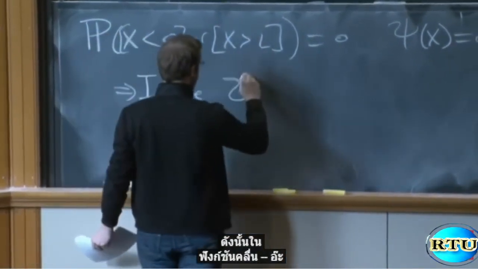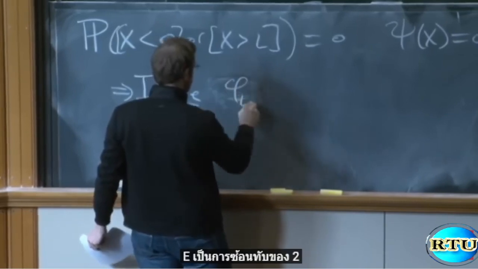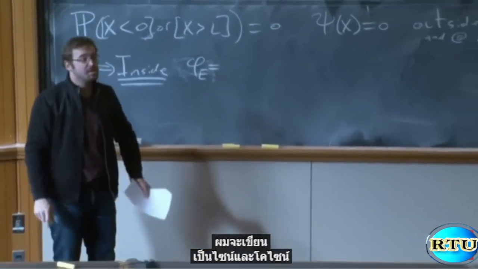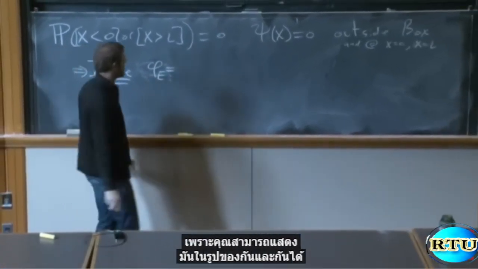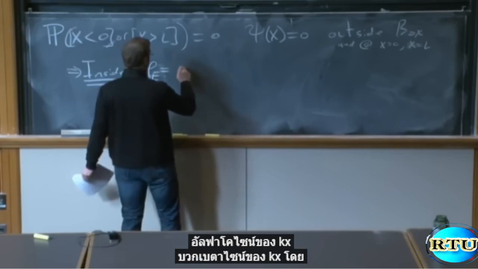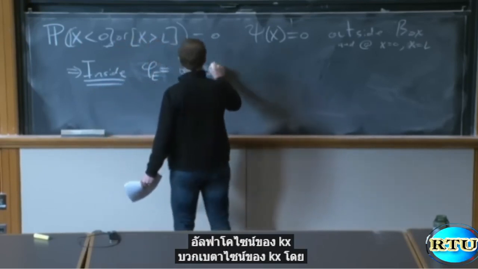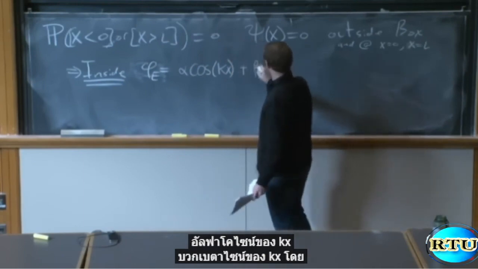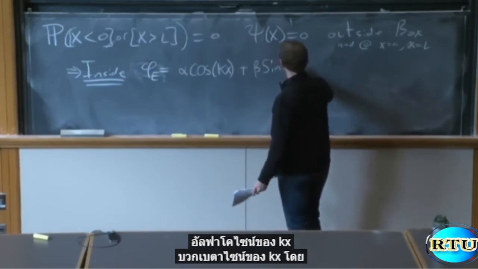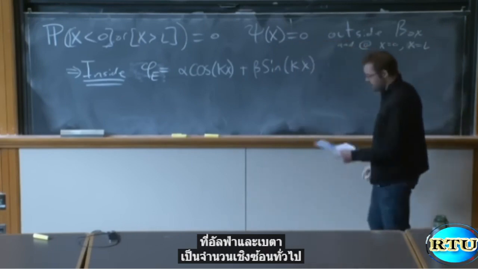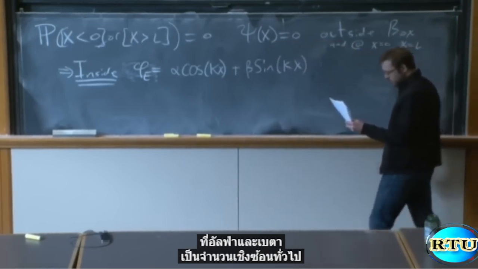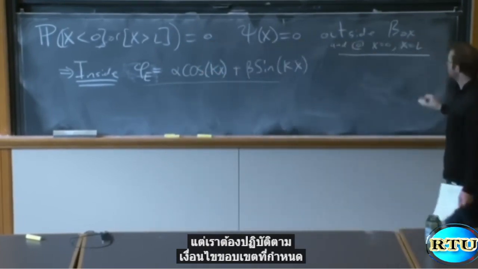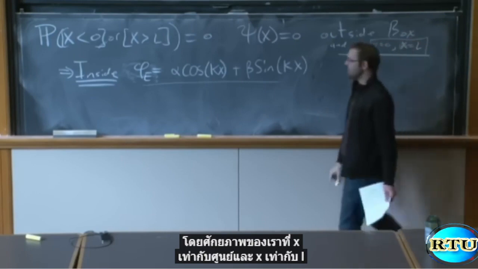the wave function, let me write this as phi sub e, is a superposition of 2. And instead of writing it as exponentials, I'm going to write it as sines and cosines, because you can express them in terms of each other. Alpha cosine of kx, plus beta sine of kx, where again alpha and beta are general complex numbers. But we must satisfy the boundary conditions imposed by our potential at x equals 0 and x equals L.